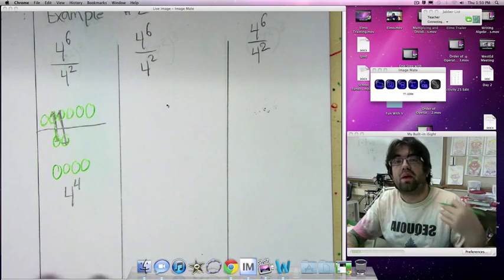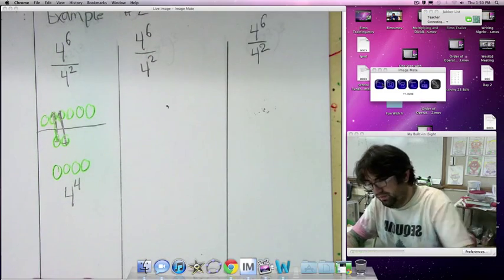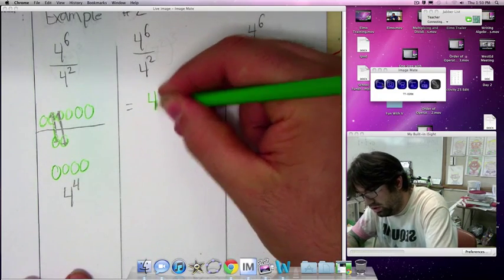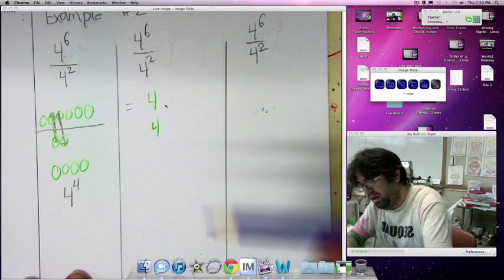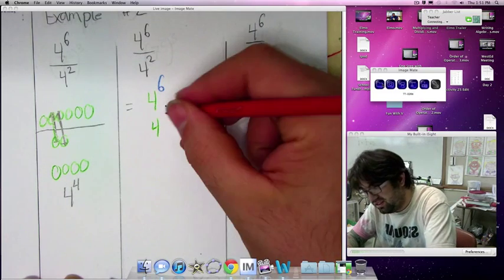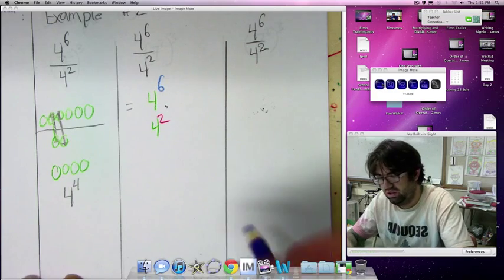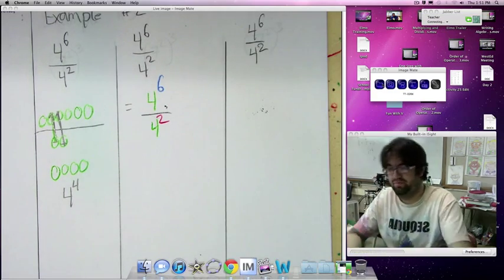Let's do it with just the numbers. Now I'm going to use expanded notation. I'm going to rewrite this. 4. One of these is to the 6th power. The other one in a different color is to the 2nd power. And by the way, colored pencils are a big deal in this section. Really use them, guys.